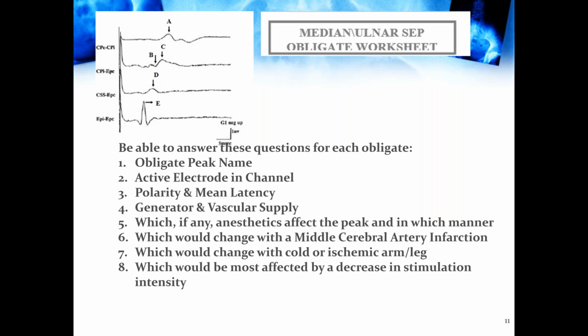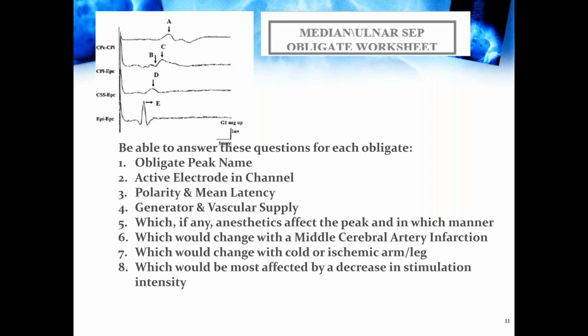And then secondly, what is the active electrode in that channel? Which one electrode is responsible for eliciting that peak? What is the polarity and mean latency of that peak? Now with SSEP, unlike BAERs and visuals, it's very easy. The letter in the obligate peak name, like N20, tells you that's a negative peak. The number 20 is indeed the mean latency you'd expect to see that peak in the normal population.